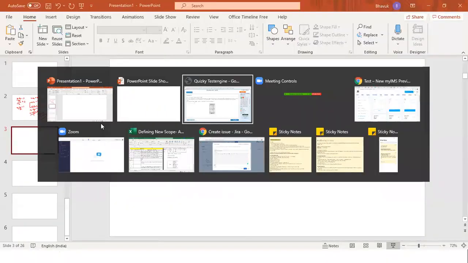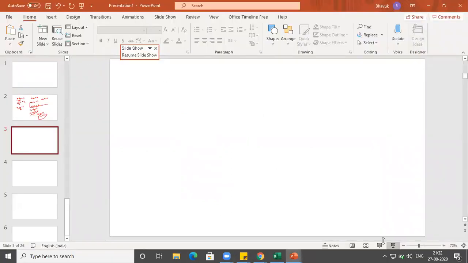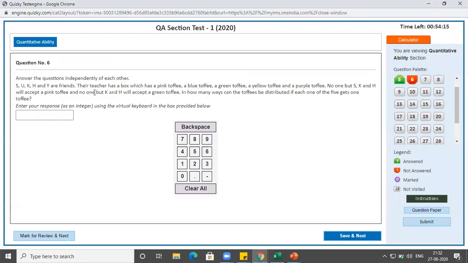So this looks like a PNC question with some constants. It's saying that no one but SKNH will accept a pink toffee. Toffee or coffee, who cares? Right. So that means this can go in 3 ways. One can accept in 3 ways. And then no one but KNH will accept a green toffee. So it can go in 2 ways.